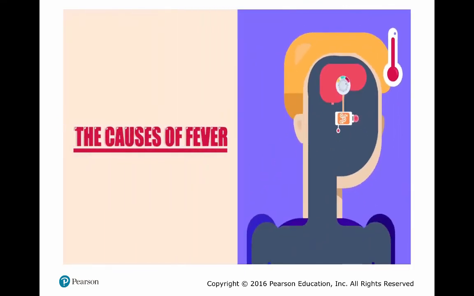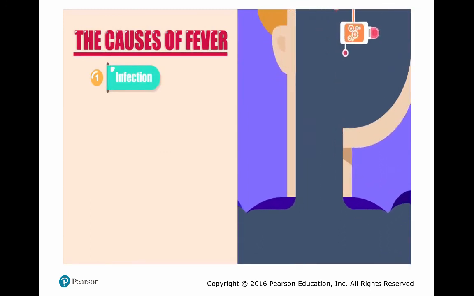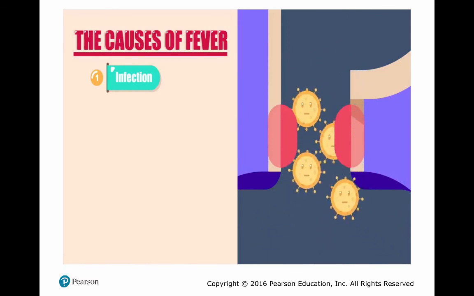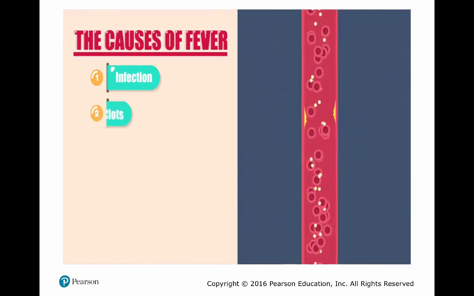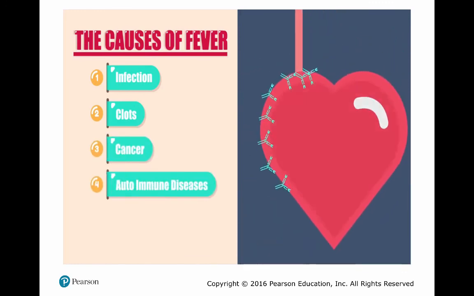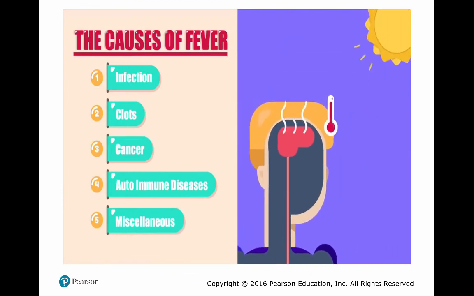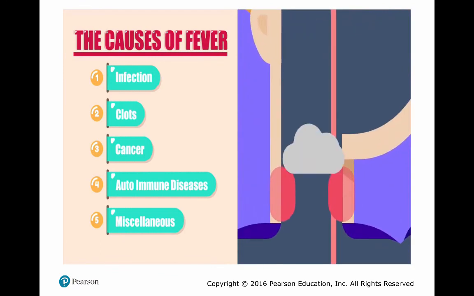The causes of fever can be divided into the broad categories of 1. Infections, which is the most common cause of pyrexia. It can include bacterial, viral, fungal, or parasitic infections. 2. Clots. 3. Cancers. 4. Autoimmune diseases. And 5. Miscellaneous, which can include things like heat stroke, medications, brain lesions, and thyroid storm, to name a few.